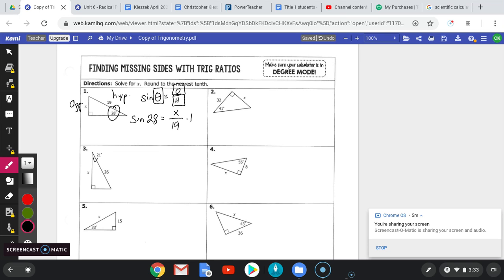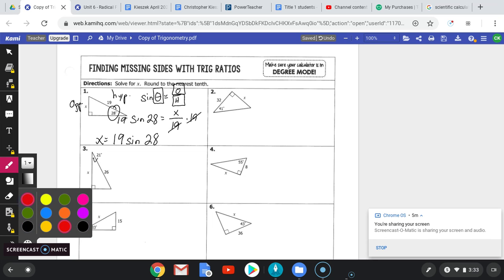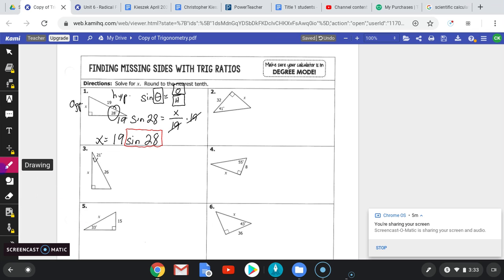How do I solve for x? Well, I get rid of the fraction by multiplying each side by 19. So x equals 19 sine of 28. I would write it like this for ourselves because sine 28 is a number. If I plug that into the calculator, that would give me a number. Those go together. So sometimes students do 19 times 28 and do sine of that and get an incorrect answer.